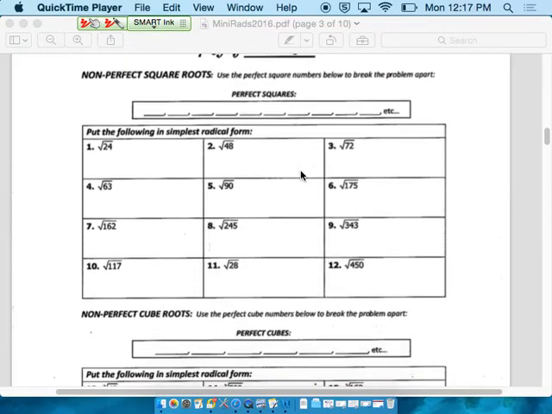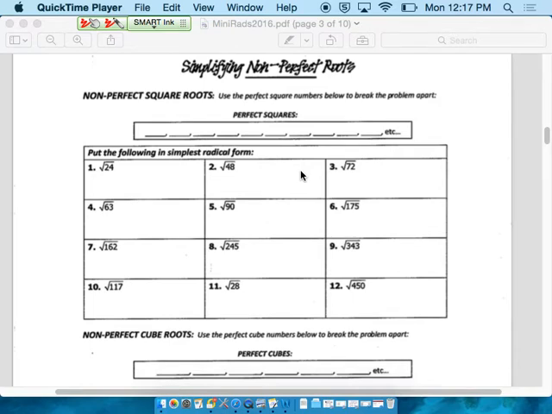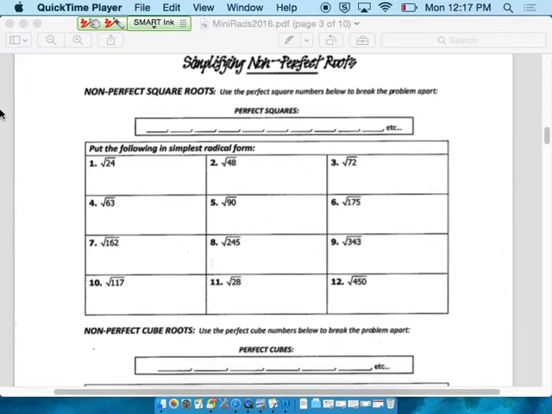Let's look at simplifying non-perfect roots. It helps if you have the first few perfect squares memorized. So 1 times 1, 2 times 2, 3 times 3. When you're simplifying a radical, you're looking for the largest perfect square factor. So 24 is 4 times 6. So you can think of it as I now have a product. I have the square root of 4 times the square root of 6.